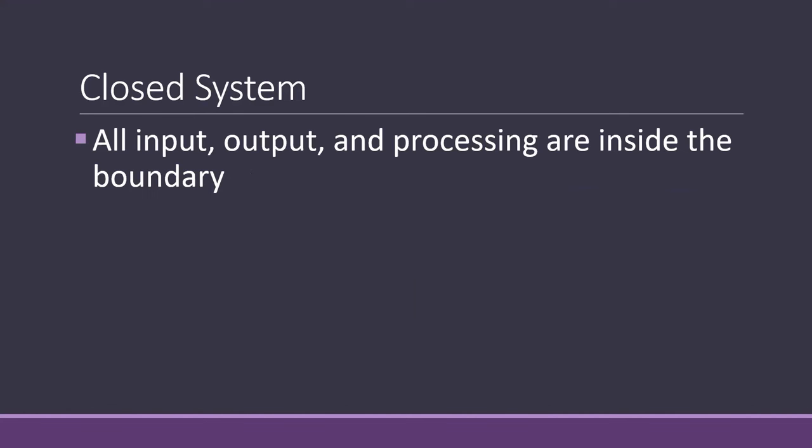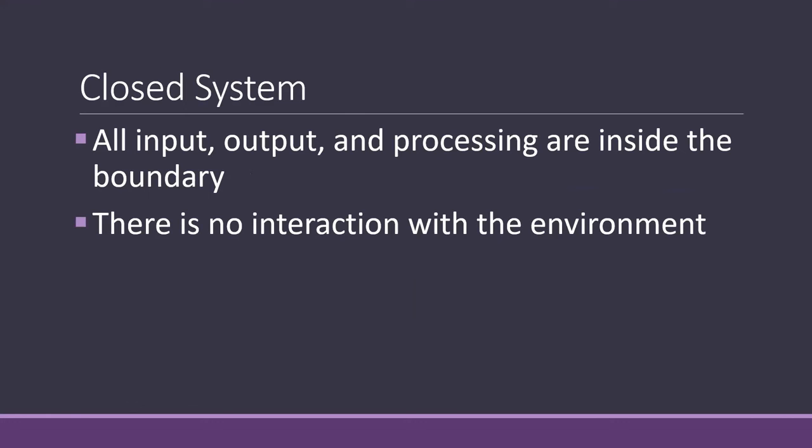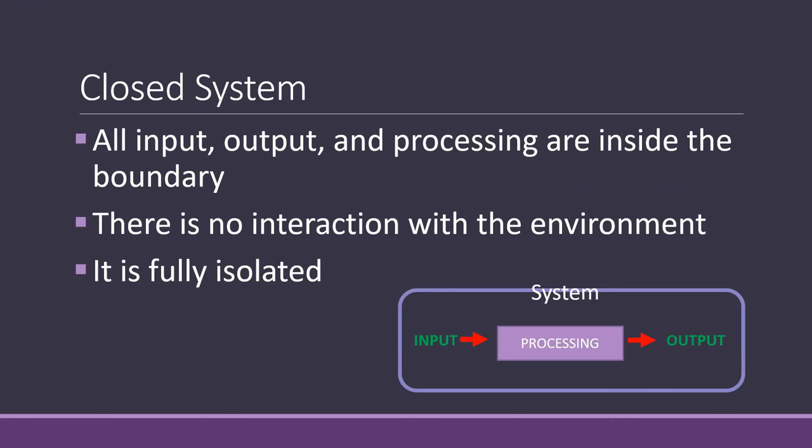The other type is the closed system. In closed systems, all the inputs, outputs and the processing take place inside the boundary of the system. There is no interaction between the inside of the system and the external world. So we can say a closed system is a fully isolated system. Here all the inputs, processing and outputs are taken inside the system. But when we consider the real-world scenario, it's really hard to find a closed system. Closed systems exist in ideal conditions only.